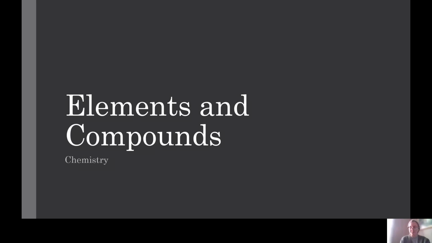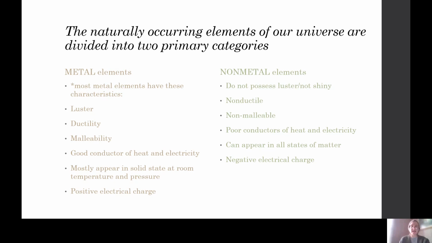down chemical compounds. So all of the naturally occurring elements in our entire universe are divided into two primary categories, the first being metal elements and the second being non-metal elements. Now, if you look at a periodic table, there's actually three categories in between metal and non-metal, and they're called metalloid, which means they have the characteristics of both metal and non-metal, but they don't quite fit into each of those categories. But for our discussion right now, we're going to say there's two main categories, metal and non-metal.